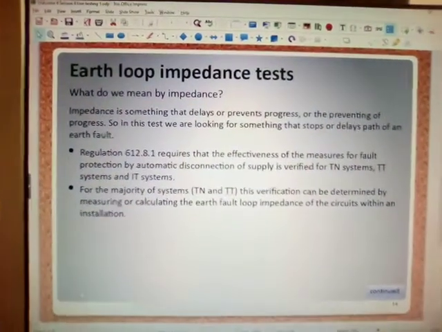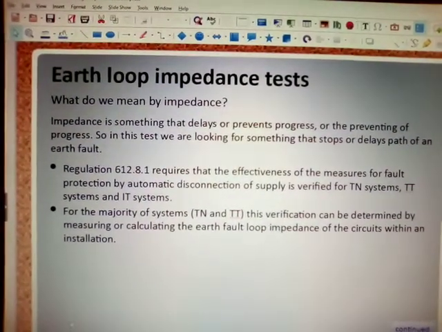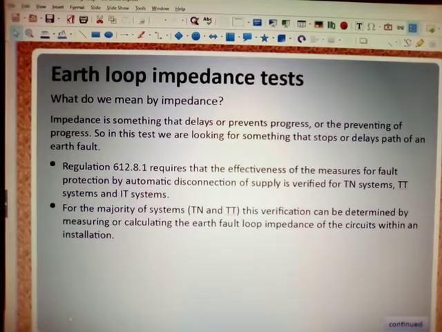And here we're looking at the earthing impedance test. For your information, take that out, read it for yourselves.